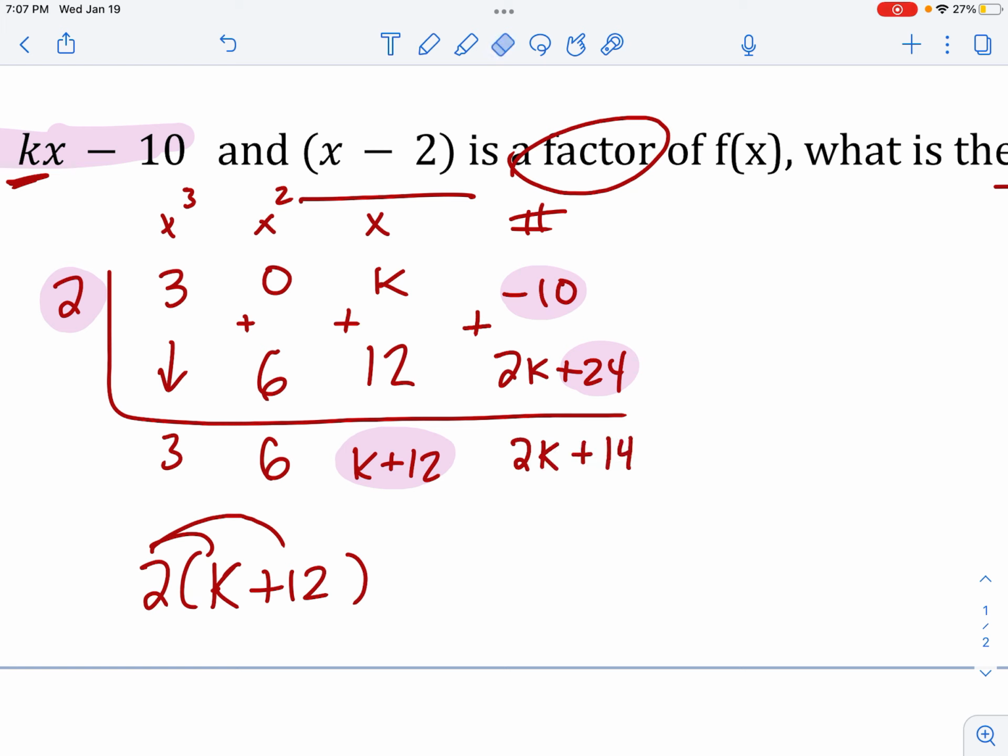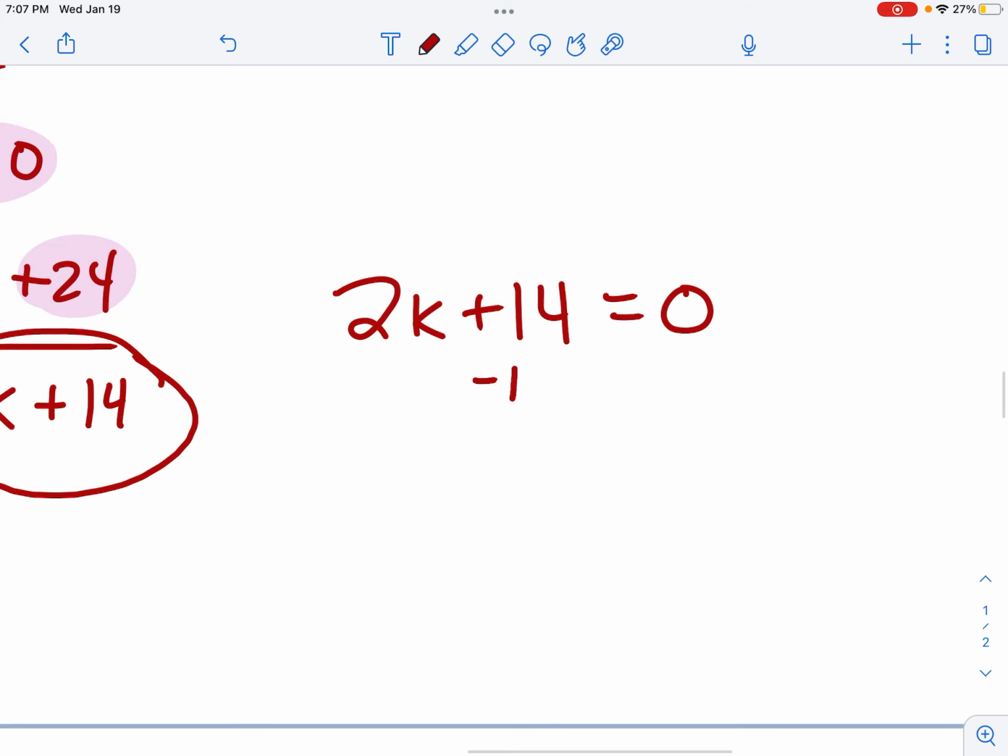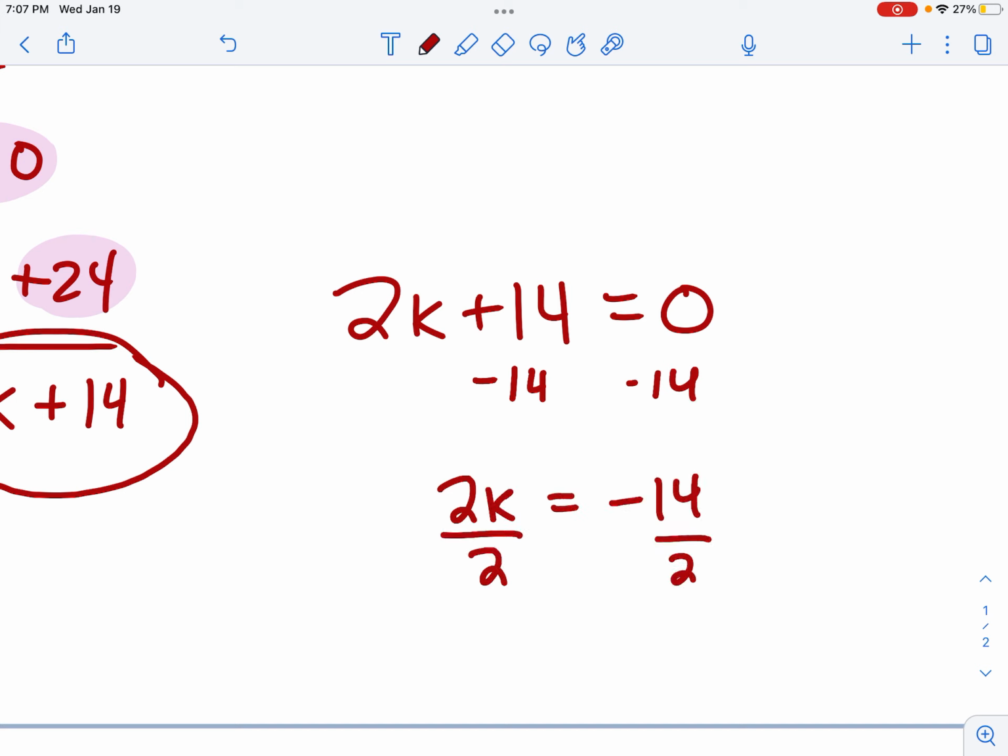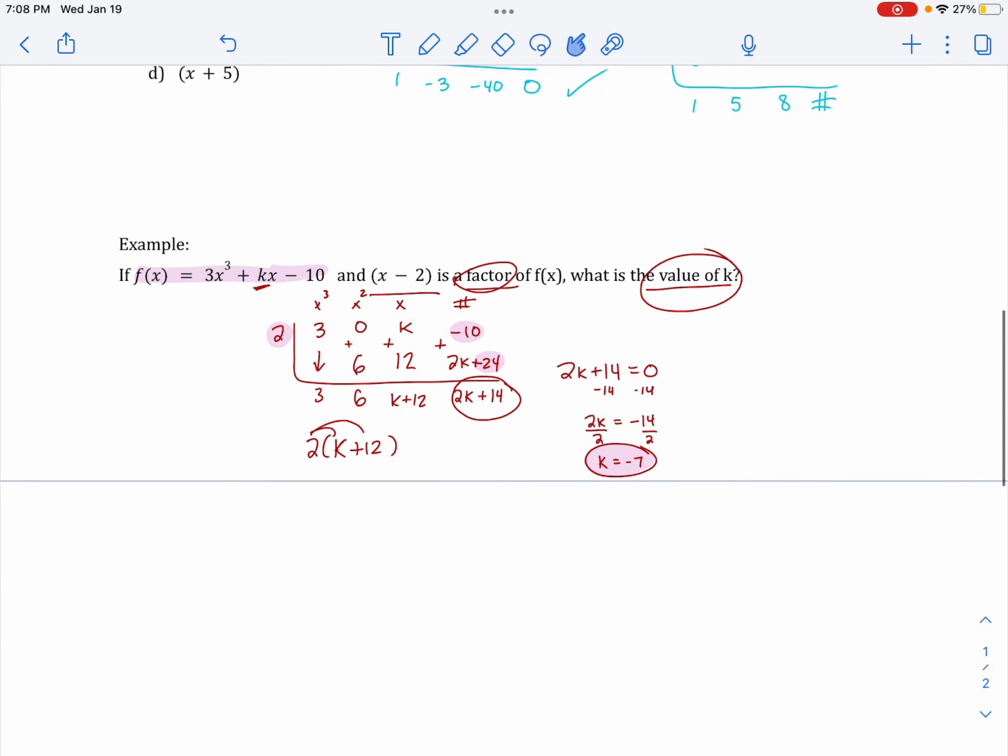Now again, what did they say? I want to solve for k. So what has to be true about this remainder for it to be a factor? It has to be equal to 0. So I'm going to say 2k plus 14 is equal to 0. Now, do you think you can solve that for k? I think so. So I'm going to start by subtracting 14. I get 2k equals -14, divide by 2, and I get k equals -7. And what did they ask me to do? What's the value of k? I found the value of k, so I'm all done solving.